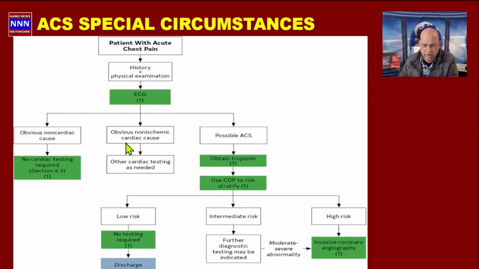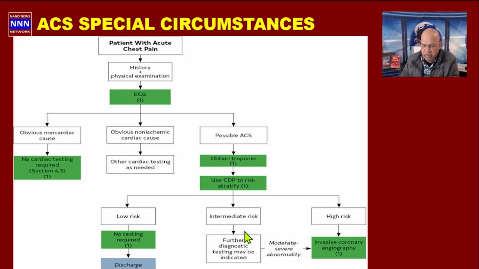Obvious non-ischemic cardiac cause, then we go for cardiac testing. If it's an acute coronary syndrome with elevated troponin levels, then we decide depending upon the risk. If it's a low risk troponin, then you use the risk stratification which I've been talking about. Depending on the risk, if it's low risk, they can be discharged and followed as an outpatient, and other tests done as an outpatient.